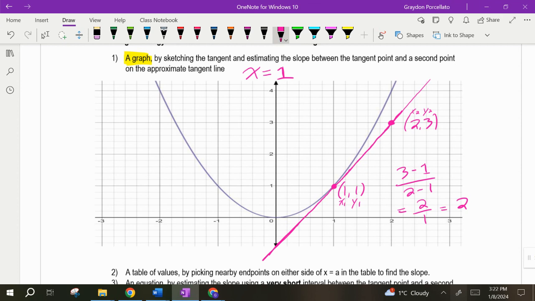Okay, so that's your first way. Sketch the tangent line, pick another point on that tangent line, and determine the slope between those 2 points.